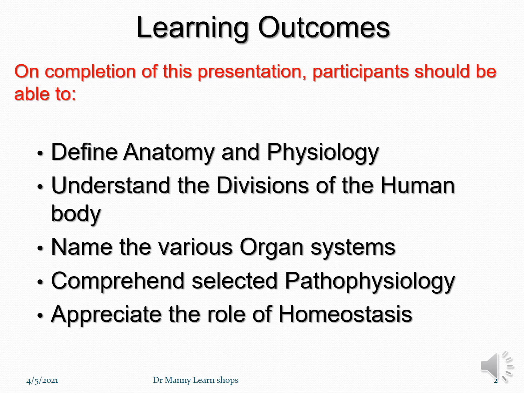Now the learning outcomes for this: on the completion of this asynchronous presentation, you as participants should be able to: 1. Define anatomy and physiology, understand some of the divisions of the human body, name the various organ systems, comprehend some of the selected pathophysiology that's presented, and appreciate the role of homeostasis.